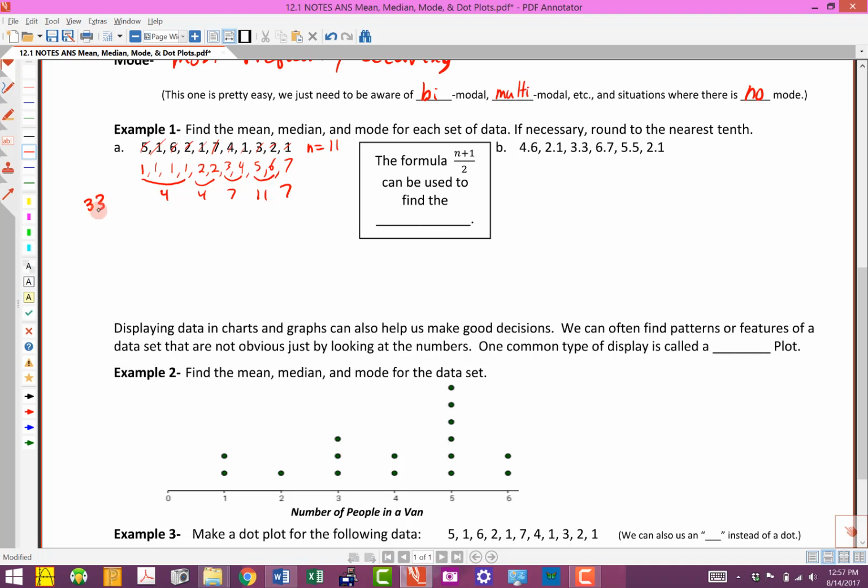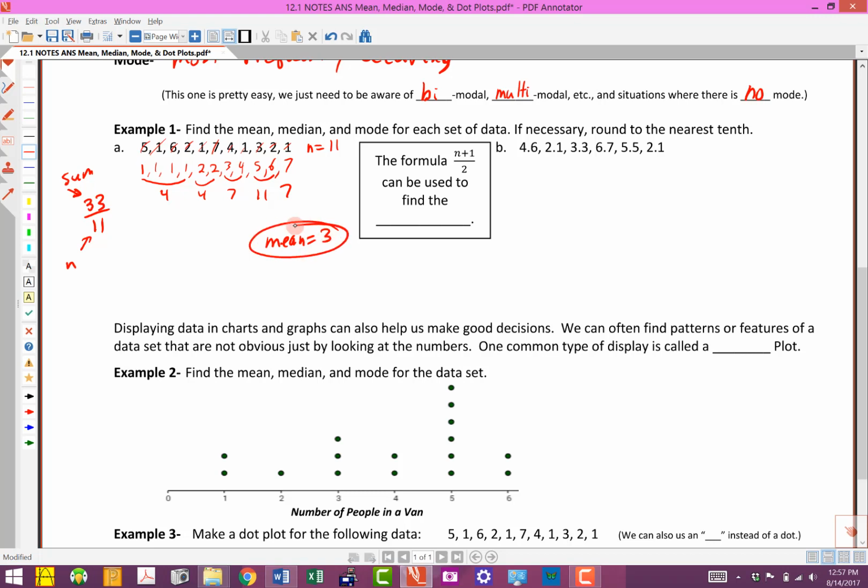Now remember, we want to find the mean, the arithmetic average, so we're going to divide by 11. This is the sum when we add all of those together, and this is n. So we're going to add them up, and then divide by however many there are. That means the mean on this one is 3. Okay, so we're going to go ahead and circle that.